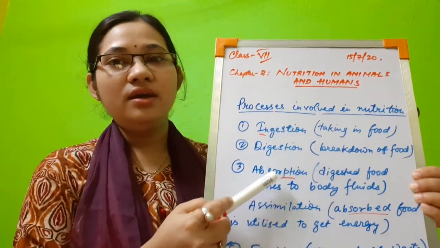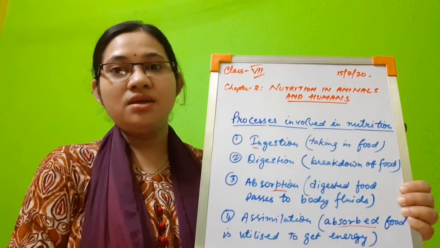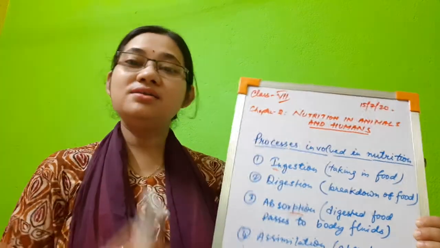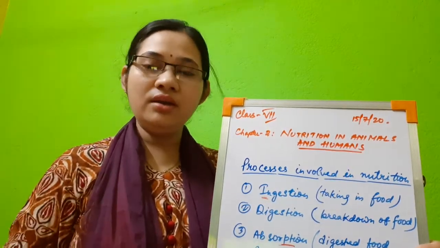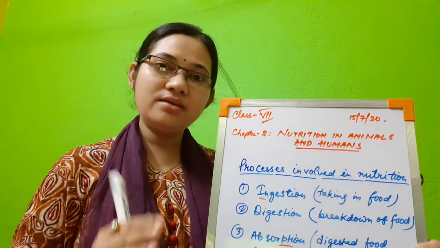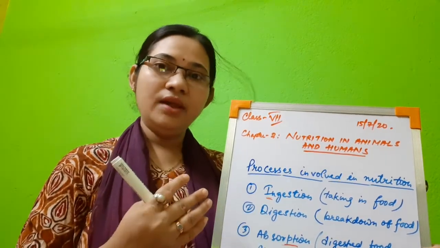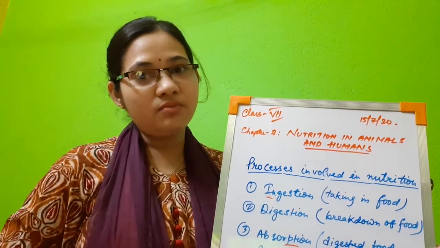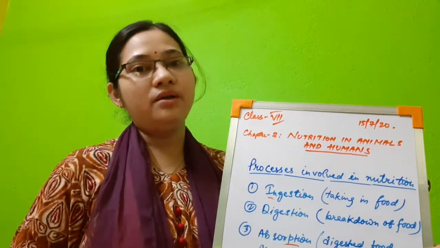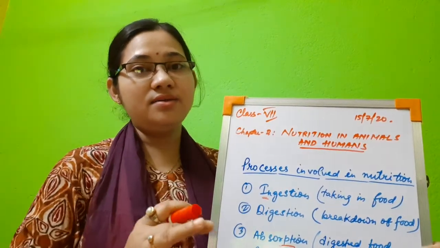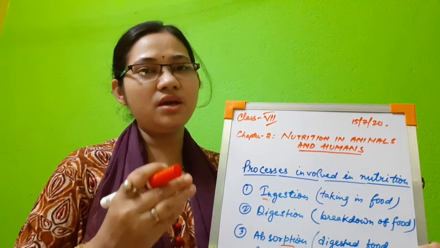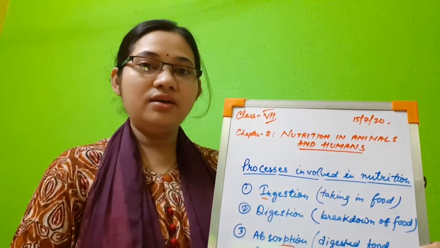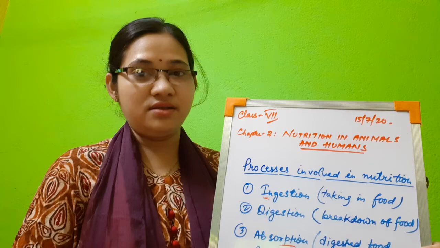Now after digestion is absorption. Absorption means that digested food now must be passed to the body fluid, that is blood. You must know, or you will learn in your next classes, that the intestine has some finger-like projections which are called villi. These villi help in absorbing the soluble substances from the small intestine and pass them to the blood. And then blood carries these soluble inorganic substances, which are in simple form, to each and every cell and tissue of our body, so that they can be utilized by our cells.